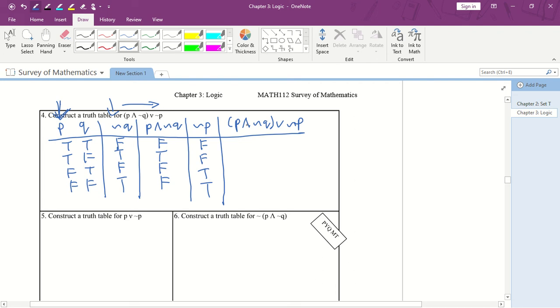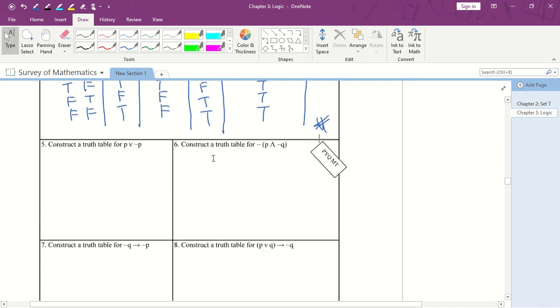And now let's look at the last one: P and negation Q or negation P. We have this here and we have this here. The connective here is OR. OR means only when both are false it is false, or else all are true. So false, false makes it false, true, false makes it true, false, true makes it true, false, true makes it true. And the answer here is false, true, true, true. And that's it. I think it is kind of easy, but let's continue.